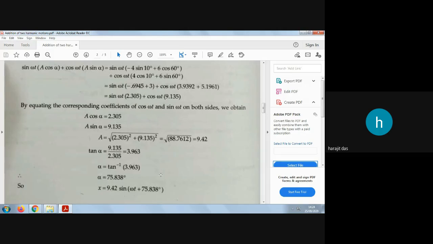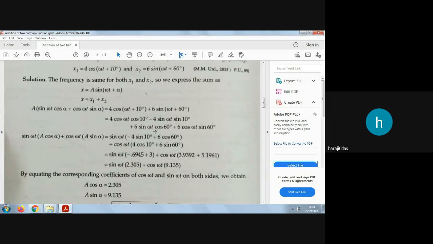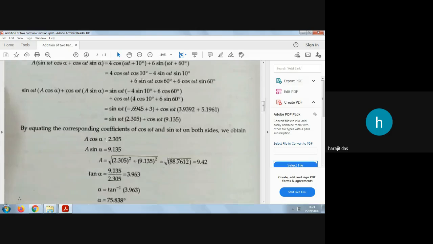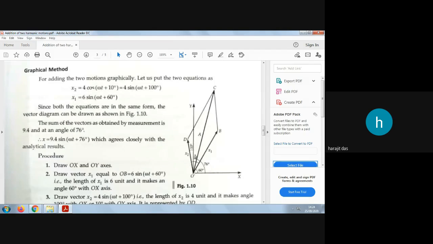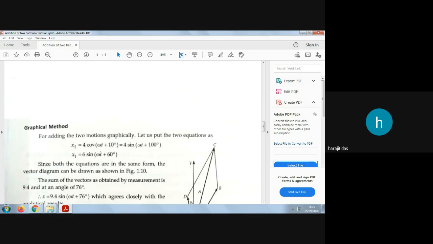So this is the analytical or mathematical way to find the resultant amplitude and the angle. Now the same problem can be solved by the graphical method also, just like the previous example, the previous general concept. So how will you do that? First you will take the reference line. Here OX and OY, the procedure is written, but I will tell you thoroughly. The first graph was given as this one.